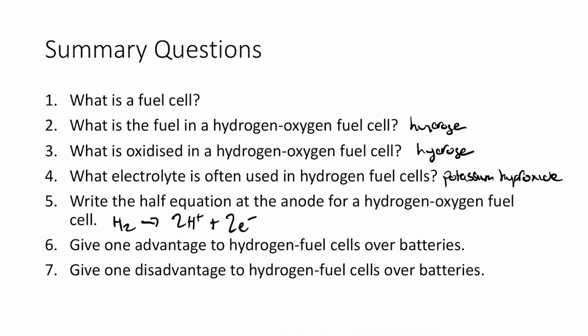You could have said that batteries are more expensive. You could have said there is a limit on how many times you can recharge a battery, but not a fuel cell. And for question 7, one disadvantage to hydrogen fuel cells, you could have said that hydrogen takes up space. You could also say it's explosive and therefore hard to store. And you can also say that hydrogen must be obtained from hydrocarbons or electrolysis, which uses electricity.